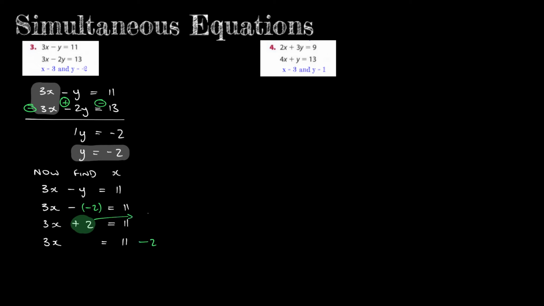So we're almost there. 3x will be equal to 9, because 11 take away 2 is 9. So 1x will be equal to 3. Because if I divide both sides there by 3, I get x equals 3. Final answer there, and that's that done.